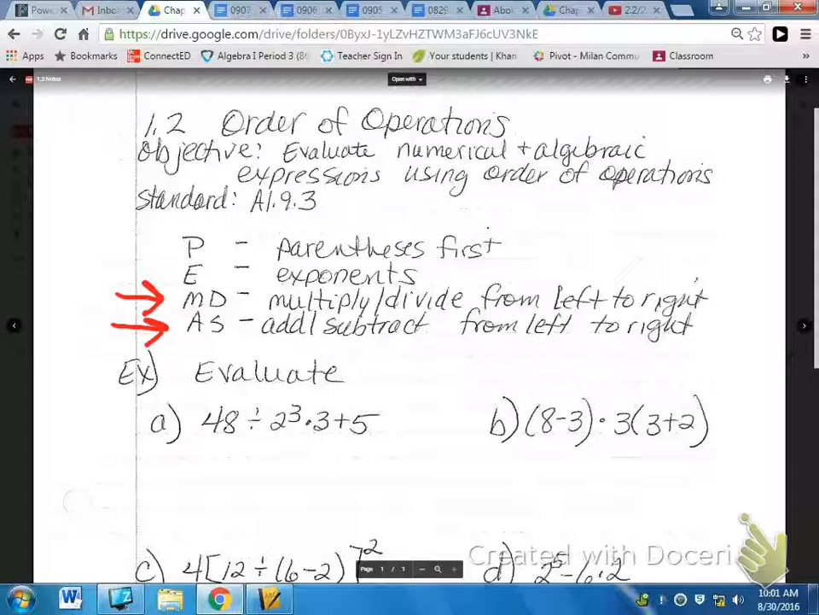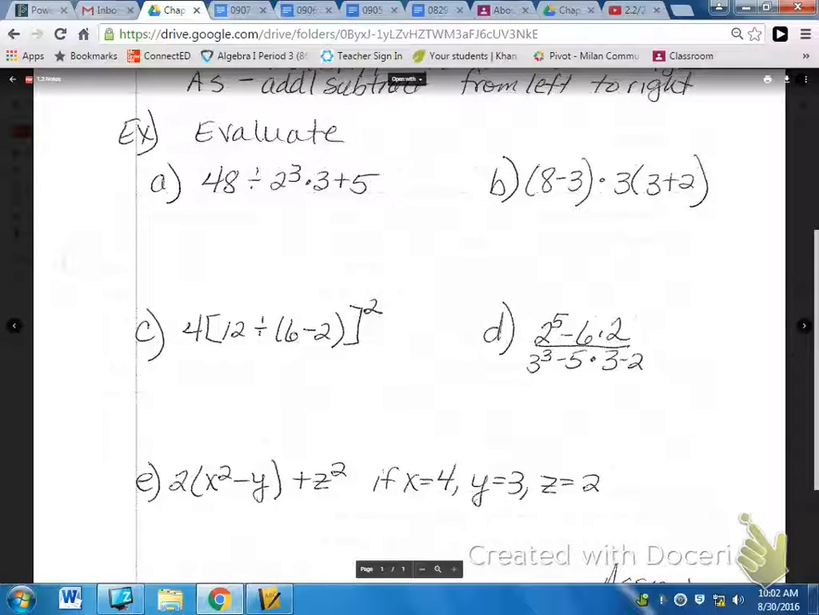So your job today will be to evaluate all of these following PEMDAS. The first example, A: evaluate 48 divided by 2 cubed times 3 plus 5. So, who would like to do the first problem? Okay, Josh. Parentheses first, are there any? No. All right, exponent second, are there any? Yes. All right, so what am I going to write?